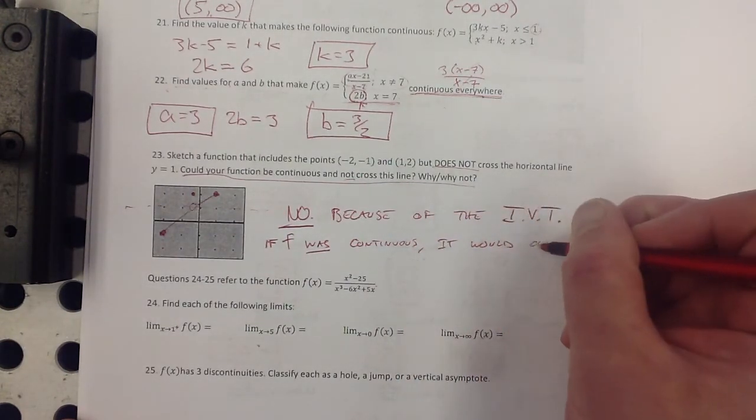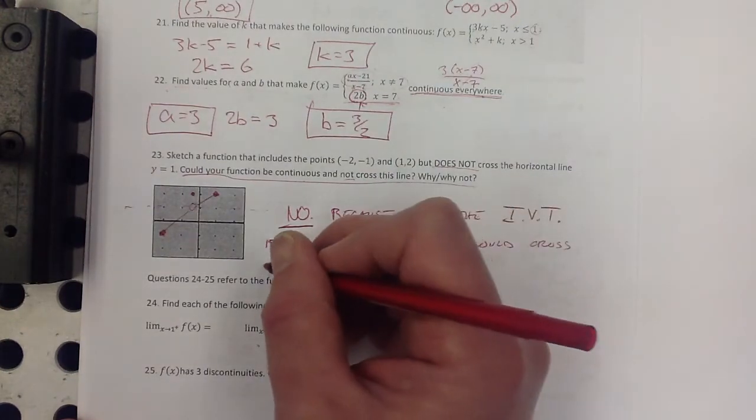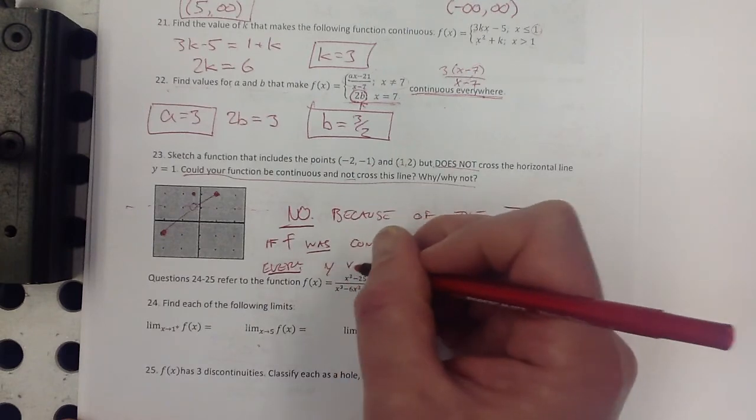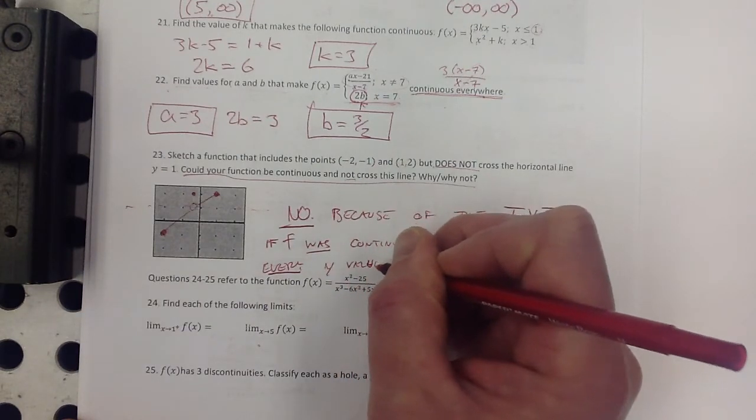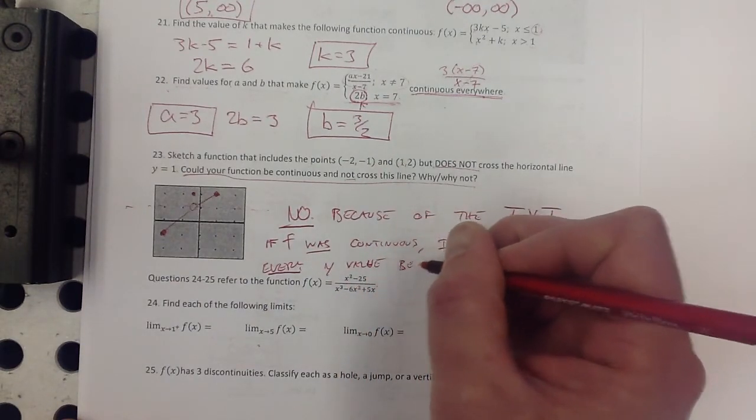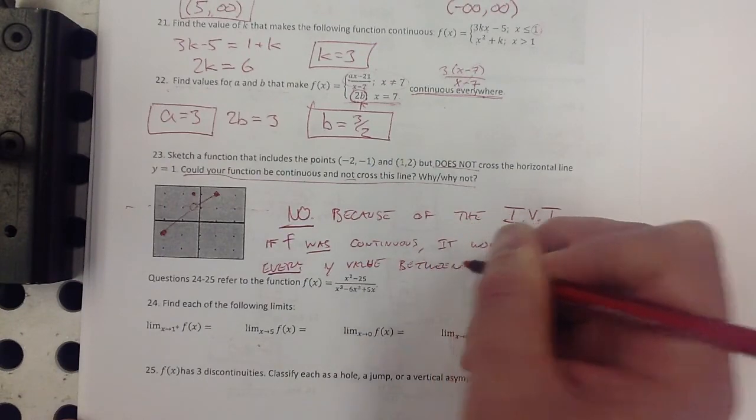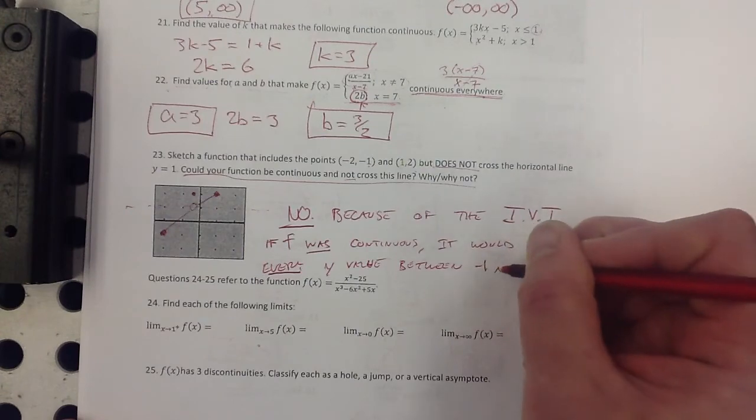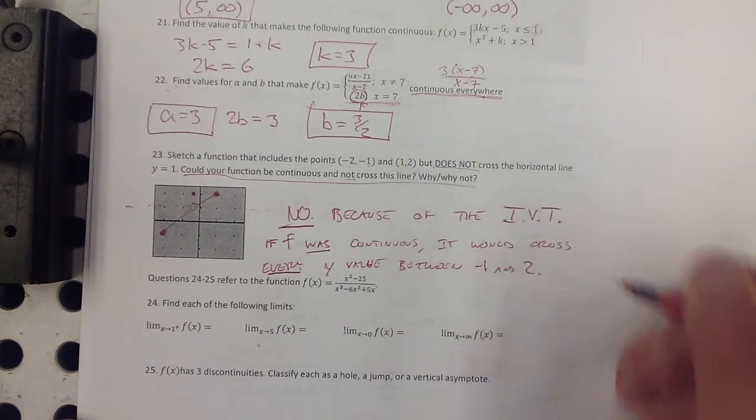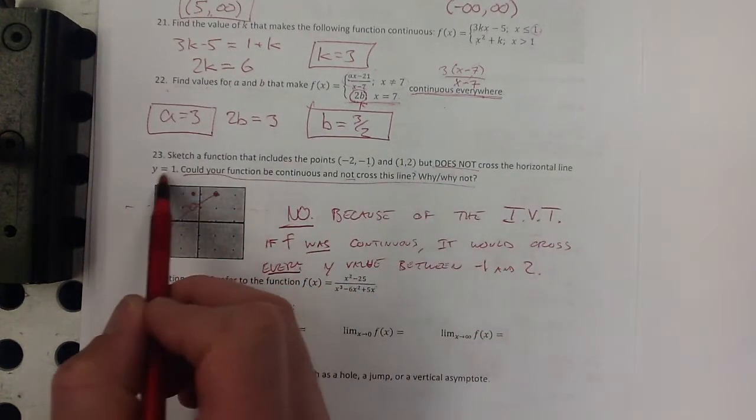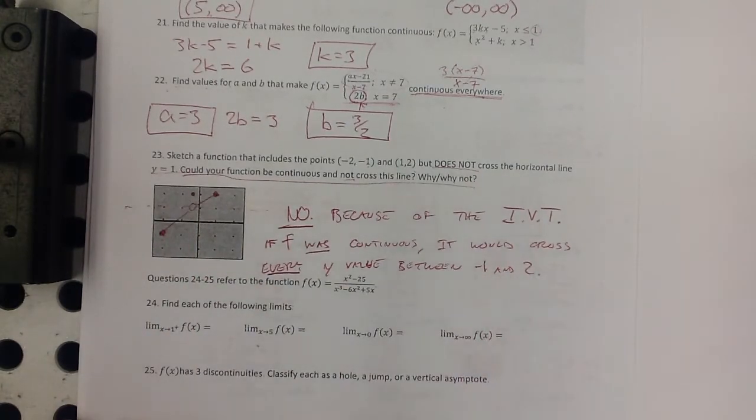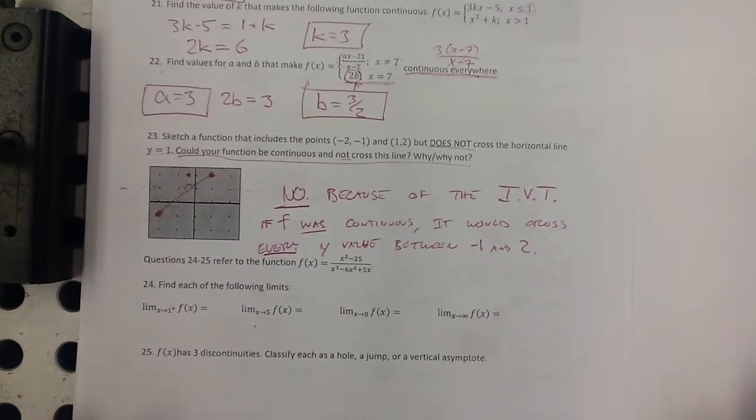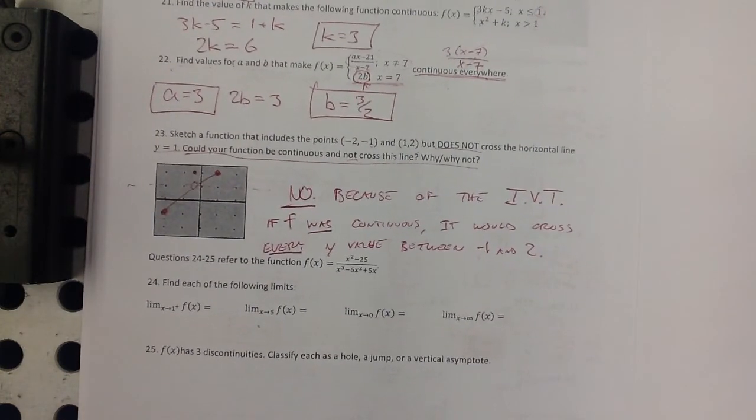it would cross every y value between -1 and 2. And of course that would include our line at y equals 1, because the 1 is in between -1 and 2. So can't do it and still have a continuous function.